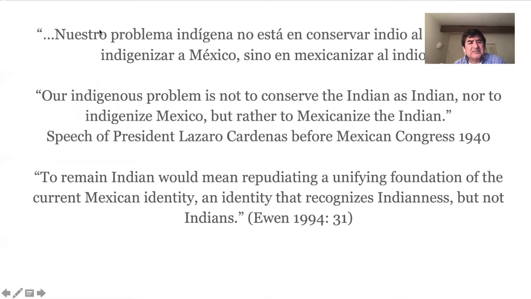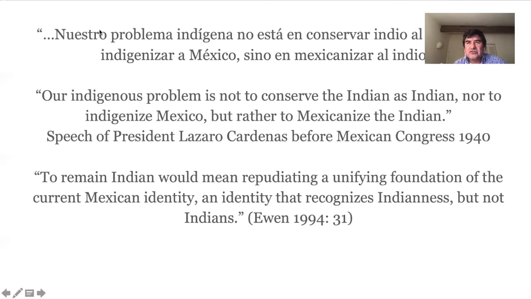And it's not just elites, it's also politicians. For example, in 1940, there was the first Indigenous Congress in Mexico, right? Well, actually, it was a speech for President Lázaro Cárdenas to convince Congress to approve some money for the creation of what became the Instituto Nacional Indigenista. And he said, our indigenous problem is not to conserve the Indian as Indians, nor to Indianize Mexico, but rather to Mexicanize the Indian.